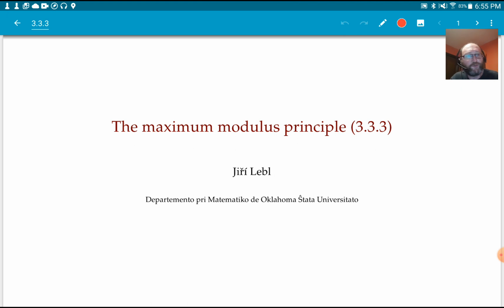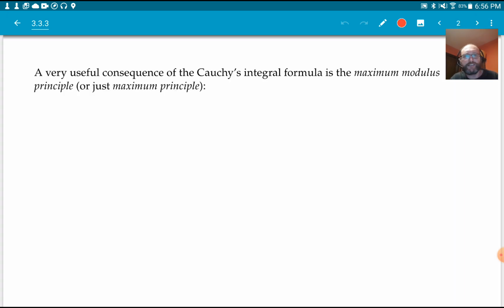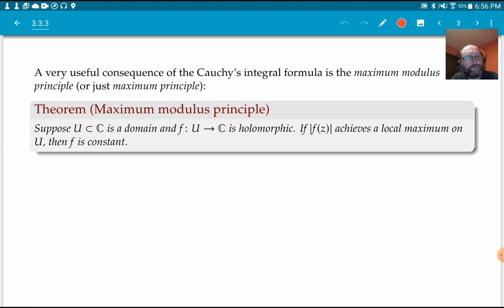So we're going to prove the maximum modulus principle. This is a very useful consequence of Cauchy's integral formula, and it has many different applications. It basically says that if you have a holomorphic function and you look at its modulus, I mean, normally you cannot compare complex numbers. So if you want to say something has a maximum, you need to look at maybe the real or imaginary part, or maybe the modulus. Here we're looking at the modulus.